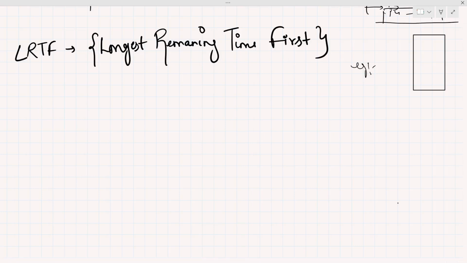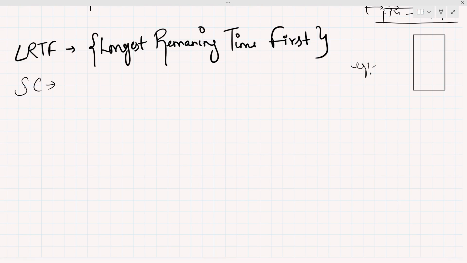In this video we are going to understand about the LRTF, longest remaining time first scheduling algorithm. We understand how we solve a question related to this particular scheduling algorithm. First of all, we understand the scheduling criteria, how we solve with this scheduling algorithm.